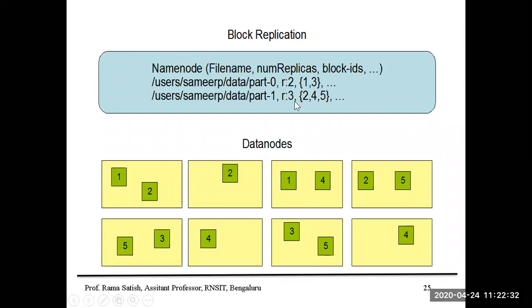And observe here, replication factor 3: part 1, that is block 2, will have 3 copies. Block 4 also has 3 copies. Block 5 is also 3 copies. Whereas block IDs 1 and 3 have only 2 copies, because the user has configured it like that. The replication factor has been set to only 2. So that is the thing. That's how you can do it.